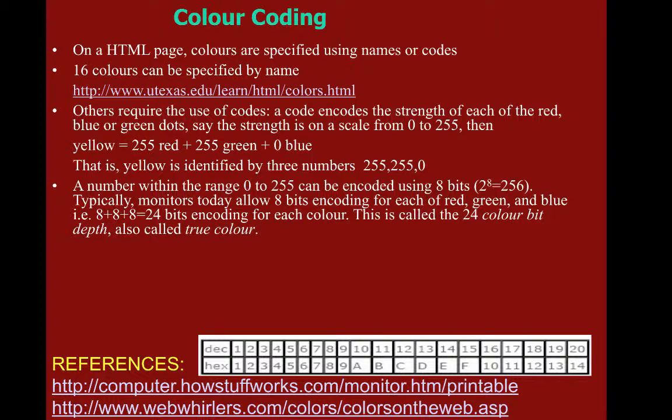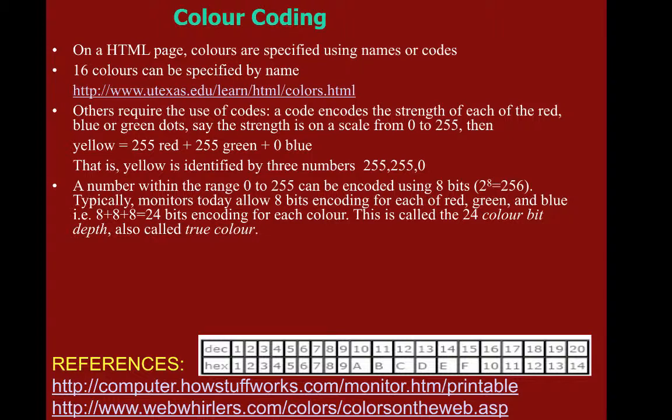If you look at the number of bits and so on, you're going to get 8 bits for each intensity. So 8 bits to describe how much of red you want, 8 bits to describe how much of green you want, 8 bits to describe how much of blue that you want. In other words, there's 24 bits encoding for each color. And this is often called true color.